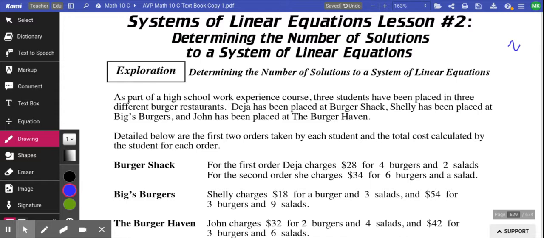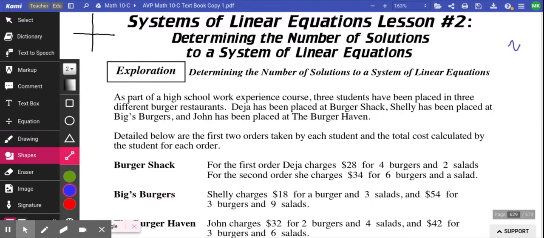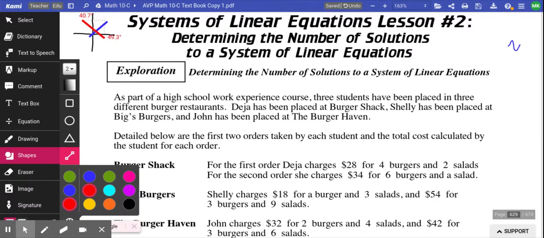Just a reminder, what is a system of equations? A system of equations is when you have more than one equation being considered at the same time. We know equations, especially our equations, are mainly linear. We can graph them, and when we graph them, they typically create straight lines, but they could do lots of different things as well.